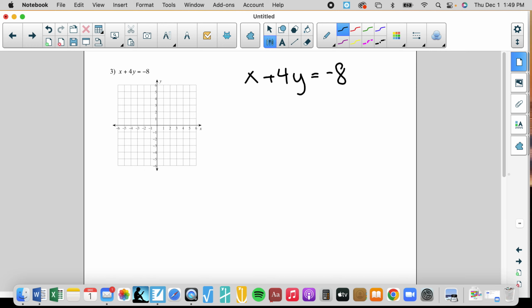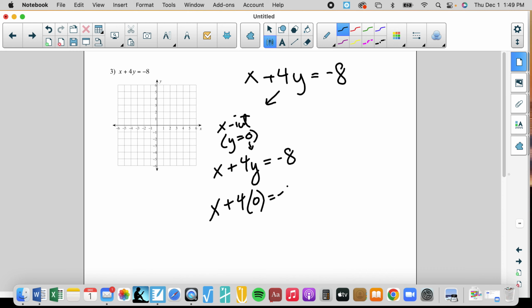We write the starting equation. We separate it. We write x-intercept, y equals 0. We rewrite that equation just so we have a reference. And now we plug in the point for the variable, or that value in for the variable. 4 times 0, x plus 0 equals -8, x equals -8.